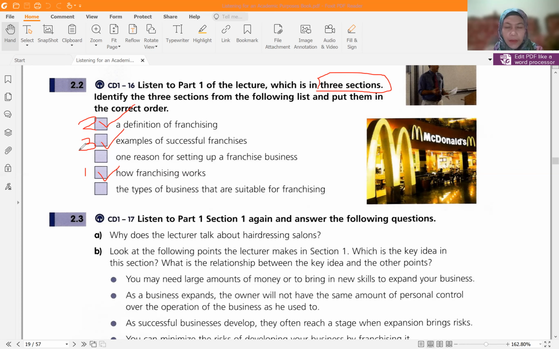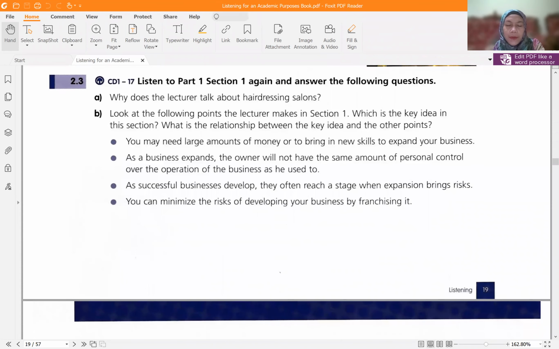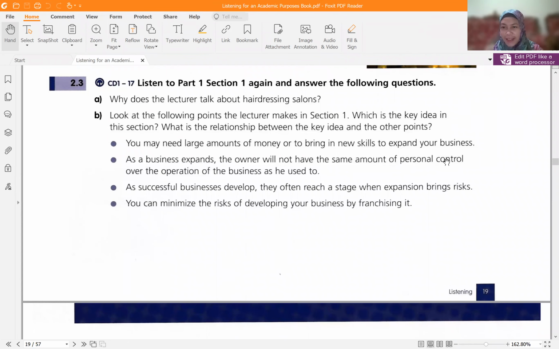Okay. All right. Let me clear the drawing first. Yeah. Okay. Now moving on to the next part. We are going to listen to the first section again, and there are some questions that you need to answer. The first question is, why does the lecturer talk about hairdressing salons? And then B, look at the following points the lecturer makes in section 1, which is the key idea in this section. What is the relationship between the key idea and the other points?